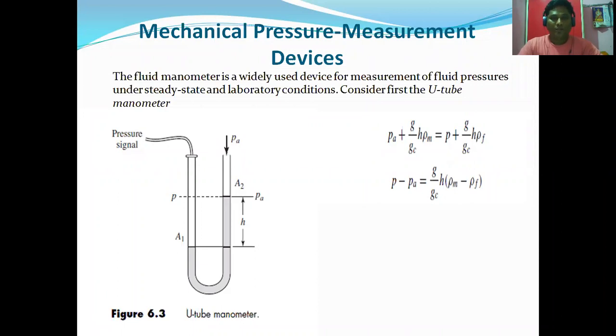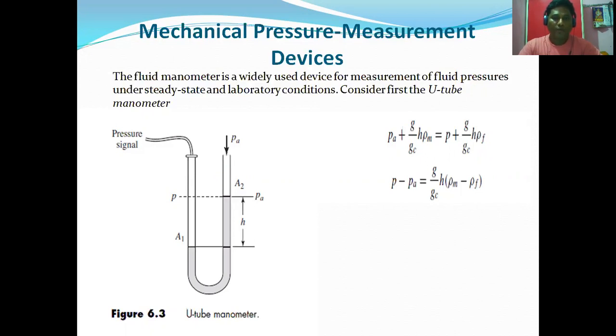In this class, we go to the mechanical pressure measurement devices. Mechanical devices offer the simplest means for pressure measurement. In these sections, we shall examine the principle of some of the more important arrangements for mechanical pressure measurement devices. The first one is the U-tube manometer.